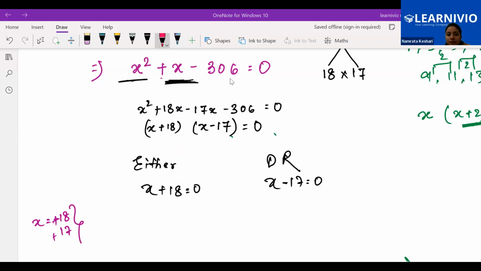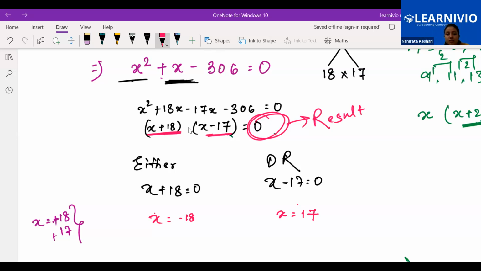So we take the first factor as 0, or maybe the second factor is 0. Why? Because the result, the product, is 0. Whenever the product is 0, that means any one of the numbers has to be 0, because when you multiply two nonzero numbers, the result will never be 0. So we get x as minus 18 over here, and x as plus 17 over here. One is negative, another is positive.